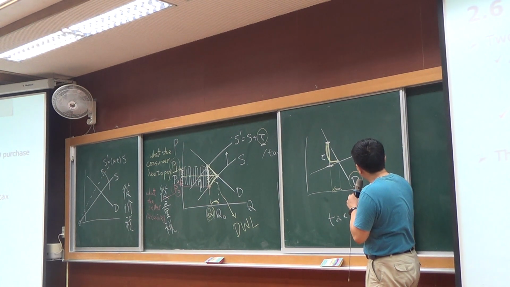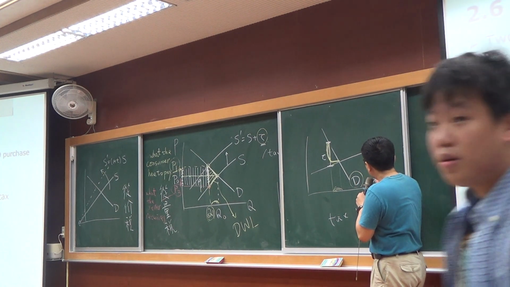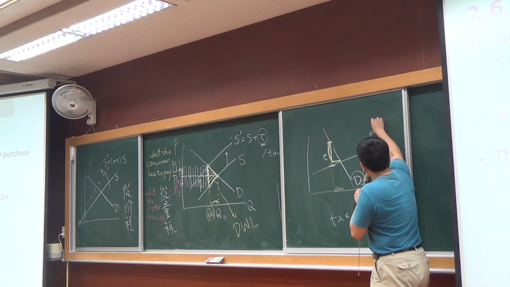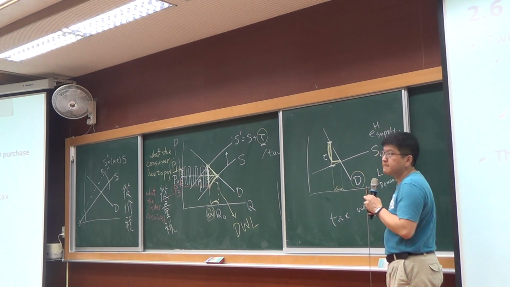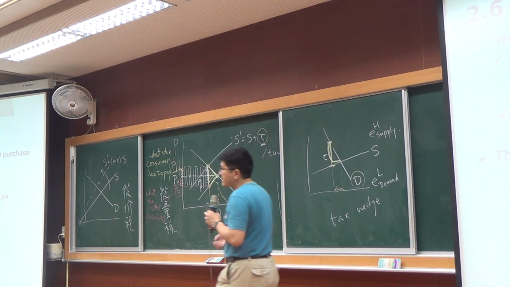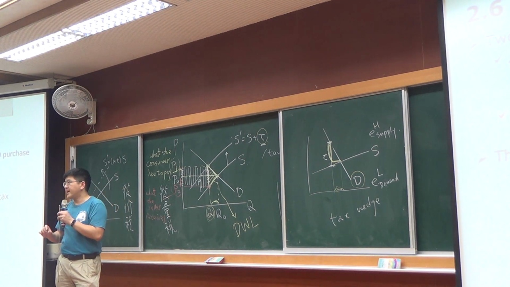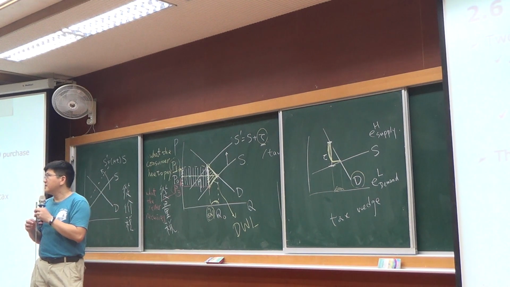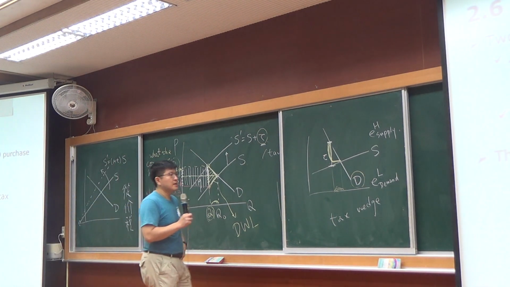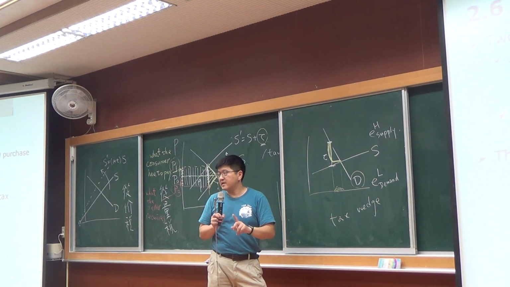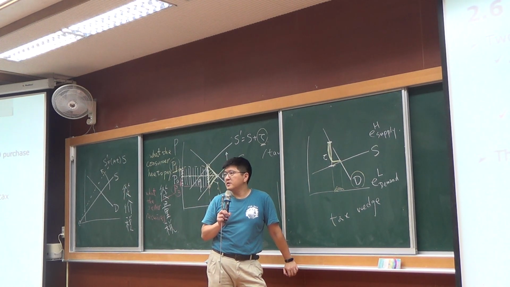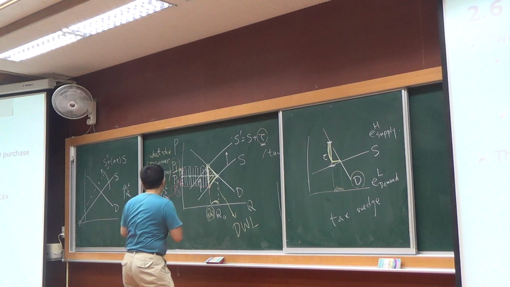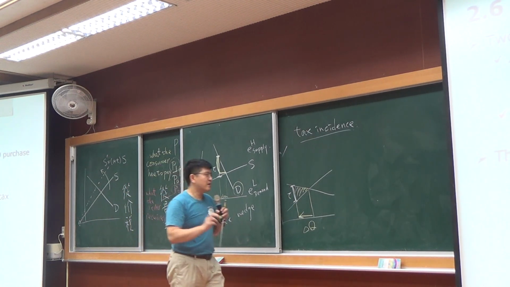So this is a high elasticity for demand. Low elasticity for demand, and high elasticity for supply. So the more elastic you are, the less burden of the tax you share. Okay? Just remember this, and I will explain it a few hours later. The more elastic you are, the less of the tax burden you share. Okay? Maybe I can show you now. We don't have to wait for it.